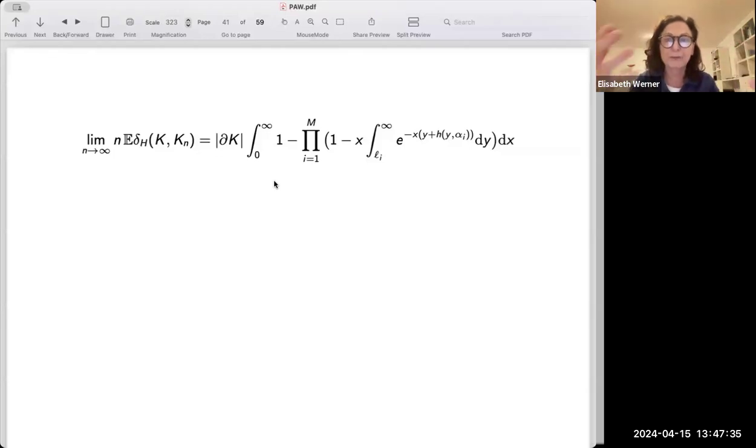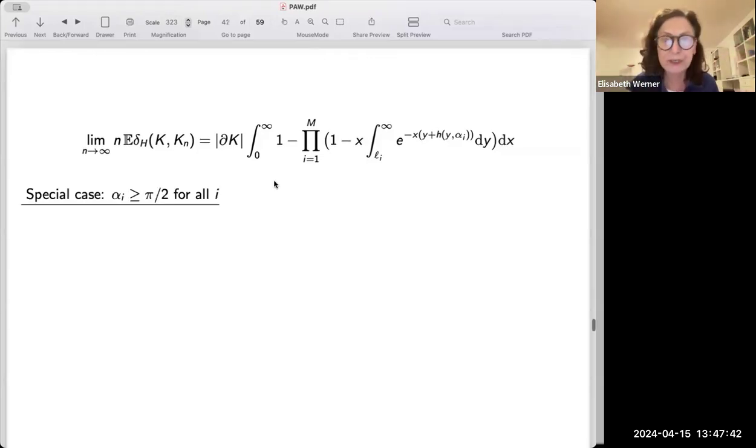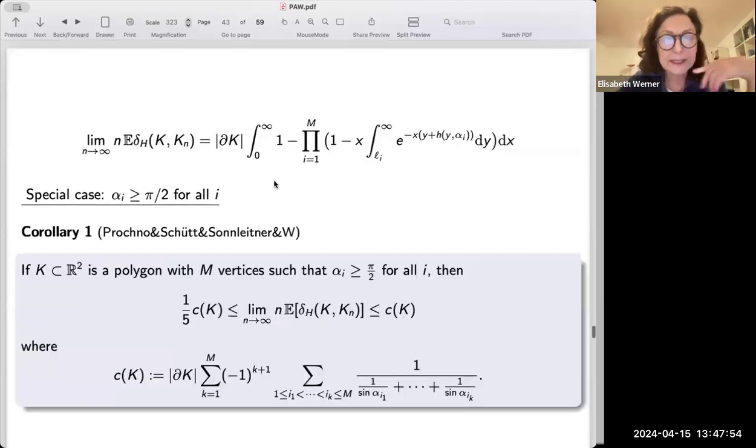But nevertheless, the expressions that we have here on the right, these integral expressions, one wonders, okay, what is actually the size of these expressions, or what do they mean? And to illustrate that, let's look at a special case when the alpha i are bigger or equal than pi over 2 for all i. When that's the case, we get the following corollary. Again, K is a polygon in R2 with m vertices. Now we make the special assumption in addition that the alpha i's are all bigger or equal than pi over 2.